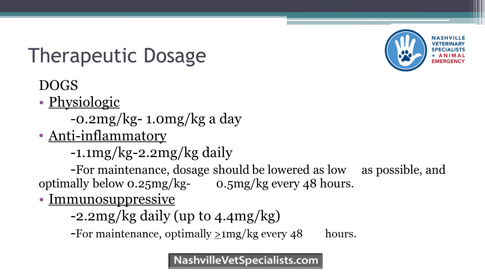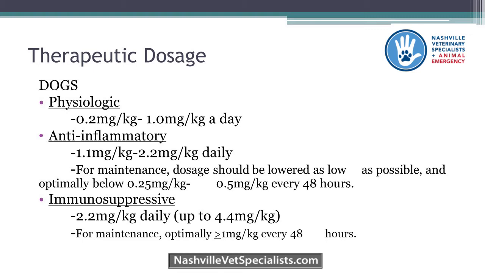And then maintenance, and I'm going to harp on this, lower it as much as you can, and optimally you want it between 0.25 and 0.5 every other day if they're going to have to be on it chronically. Because that really gives their adrenal axis a break. And then immunosuppressive doses, usually we're going to start at 2.2 mg per kg per day in dogs. Once again, optimally you're going to want it to be below a mg per kg every 48 hours. And these are diseases where we're really worried because they're on these drugs chronically.